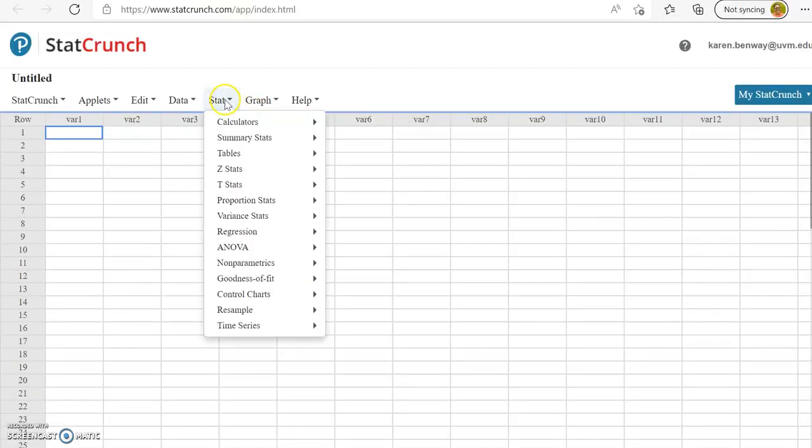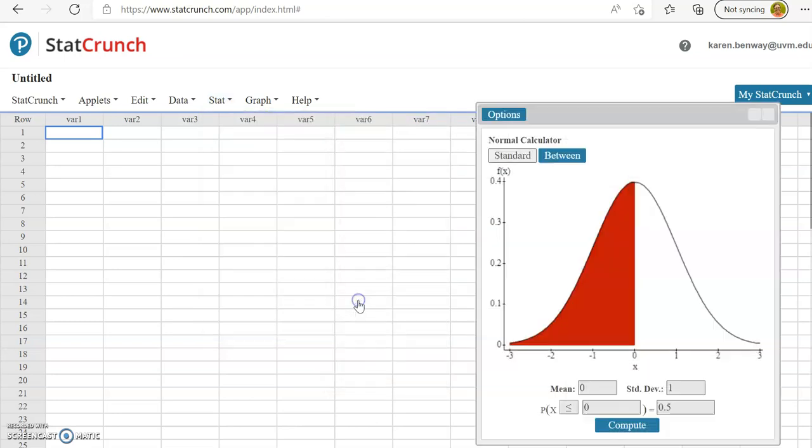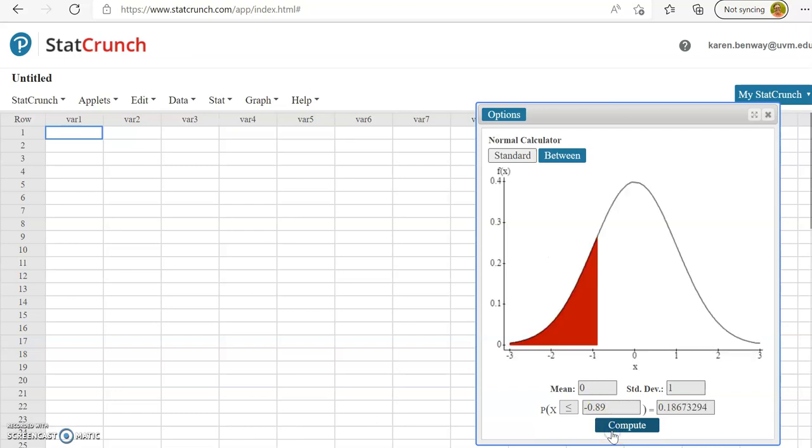So here in StatCrunch, I'm using the calculator for the normal distribution. I'm making sure that the mean is set at 0 and the standard deviation is 1 because that's my standard normal z. And then I'm finding the area in the left tail, so I've got the x less than or equal to, and then I'm going to change the starting point of the tail to be my test statistic, negative 0.89. And then press compute. And so my p-value here is 0.1867.